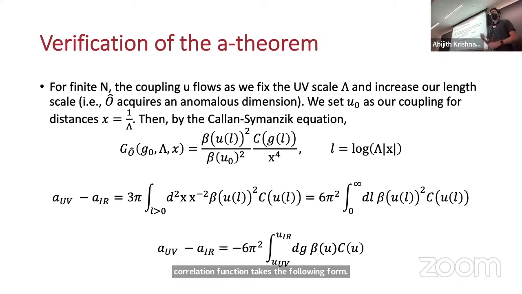Now, once we change n to be finite, the coupling U flows under RG transformations. And so we can use the Callan-Symanzik equation to determine what the 2-point function of the operators is. And it turns out to look like this. That actually should be a U of L and not a G of L. That's a typo. But yeah, so this is what the 2-point function looks like. And we can plug it into the expression from Jensen and O'Bannon. And we get the following expression for the change in the central charge.